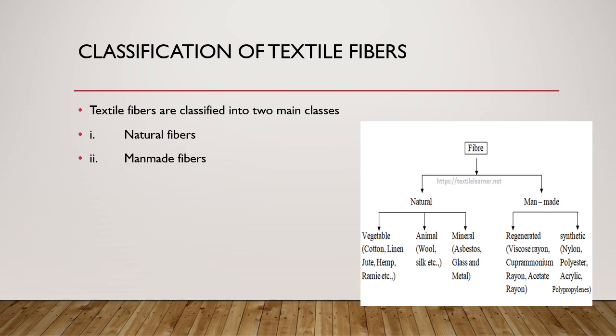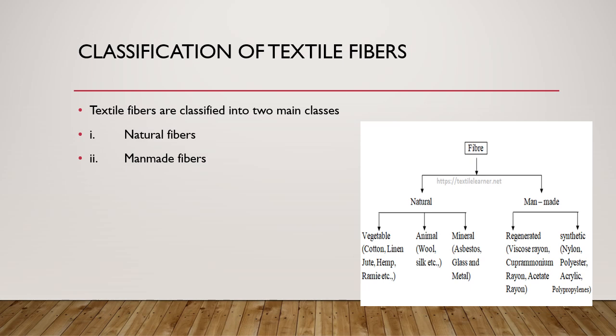Vegetable fibers include cotton, an example of a vegetable fiber. You have linen, you have jute, you have hemp, we have ramie. Then under the animal fibers, we have wool, we have silk, etc. Then you have mineral. Under the mineral fibers, you have asbestos, glass, and the metallic fibers.